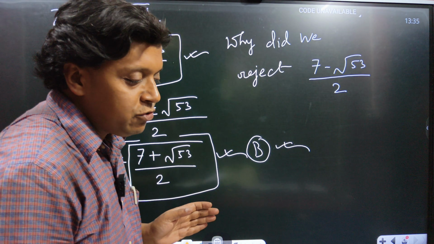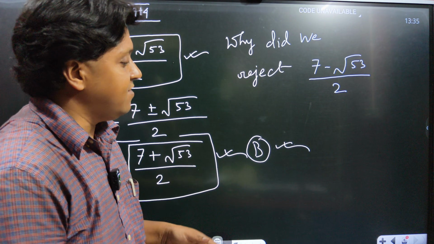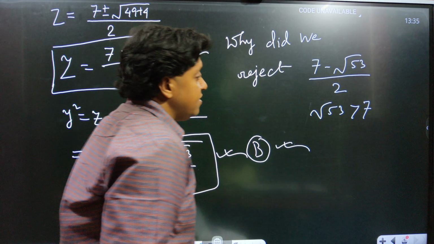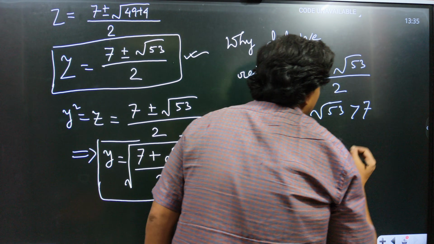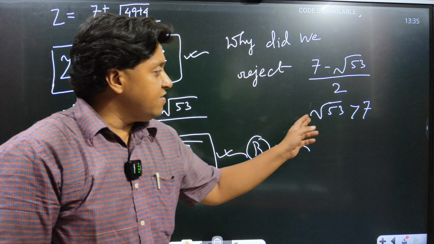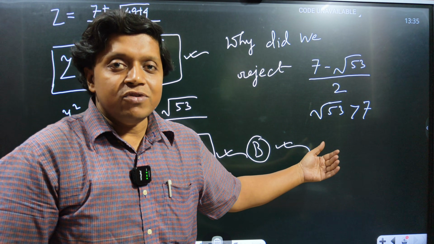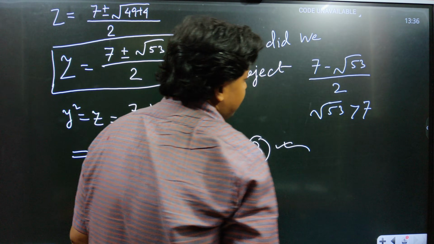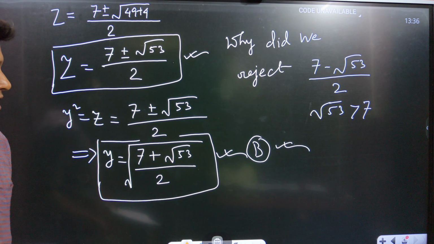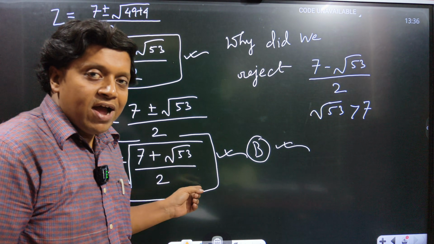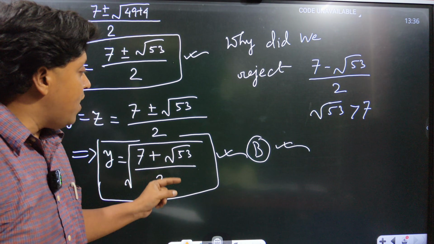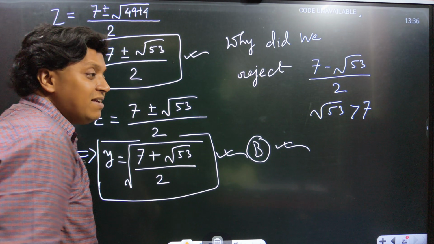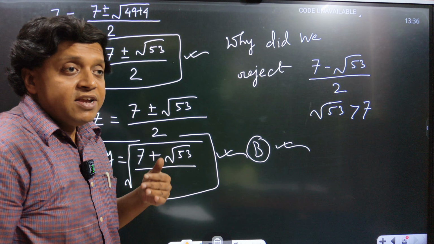The answer is too simple to be discussed, yet we should realize that root 53 is greater than 7, isn't it? Because root over of 49 is 7 itself. So 53 is greater than 49. So root over of 53 will have to be greater than 7. So if we subtract something greater than 7 from 7, there will be a negative quantity, and while finding the value of y, we are taking the complete square root of this quantity. So that means if we are considering the solution 7 minus root 53 by 2, we are running into trouble.